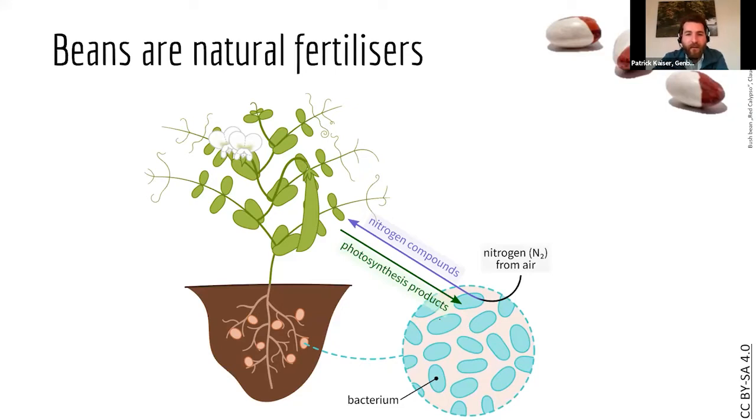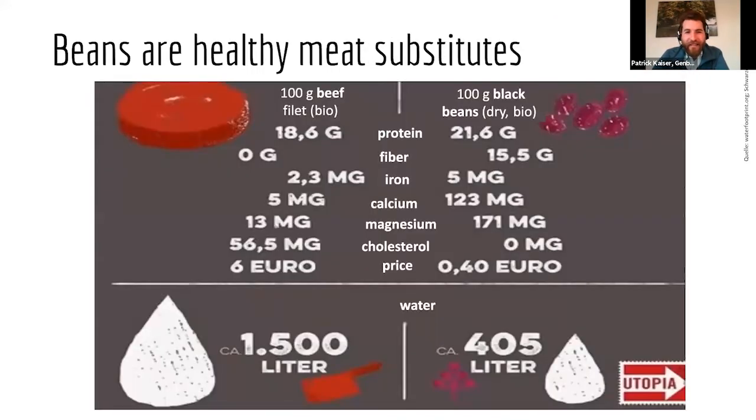That's why they are really good for our grounds, as we nowadays unfortunately lose major parts of our soil fertility due to too intensive agriculture, and legumes could be a great chance to help us. And also thinking about ourselves, our bodies, beans are really healthy meat substitutes. If we compare 100 grams of beef fillet against 100 grams of dry black beans, we can see that the beans even have more protein.